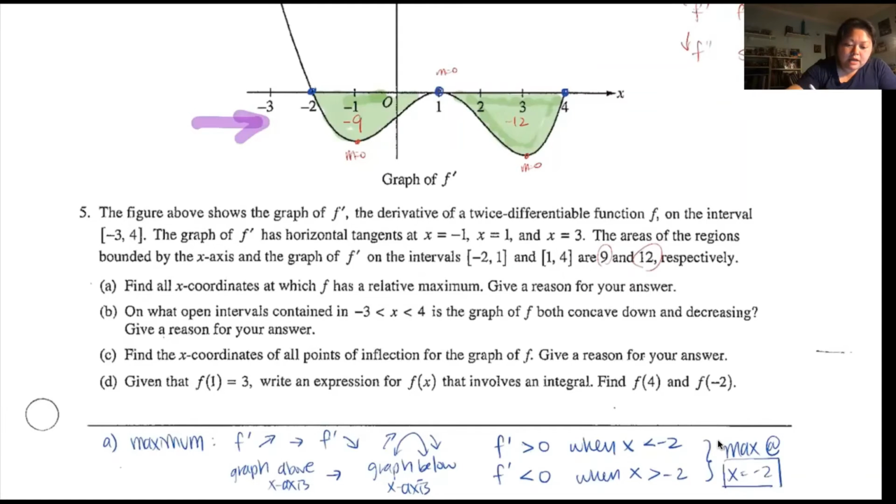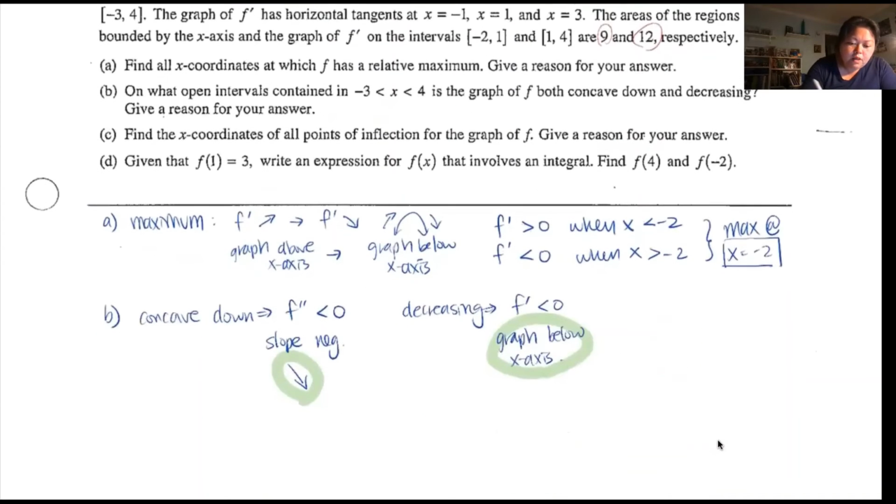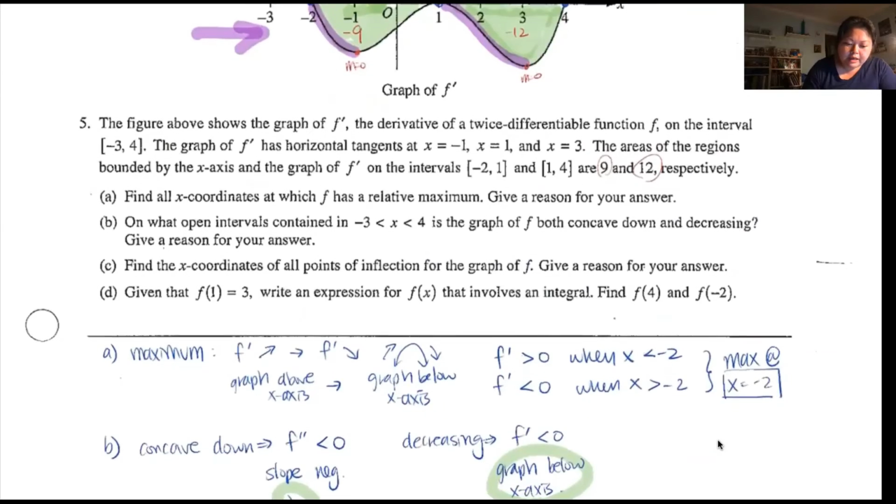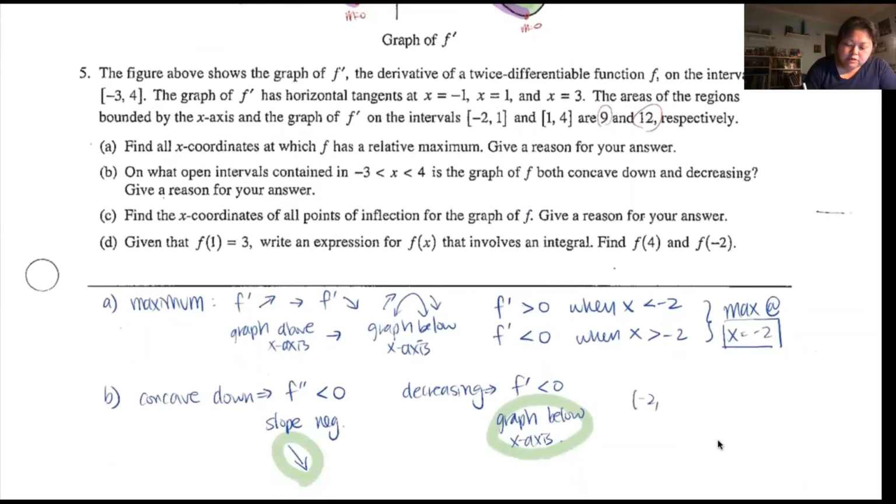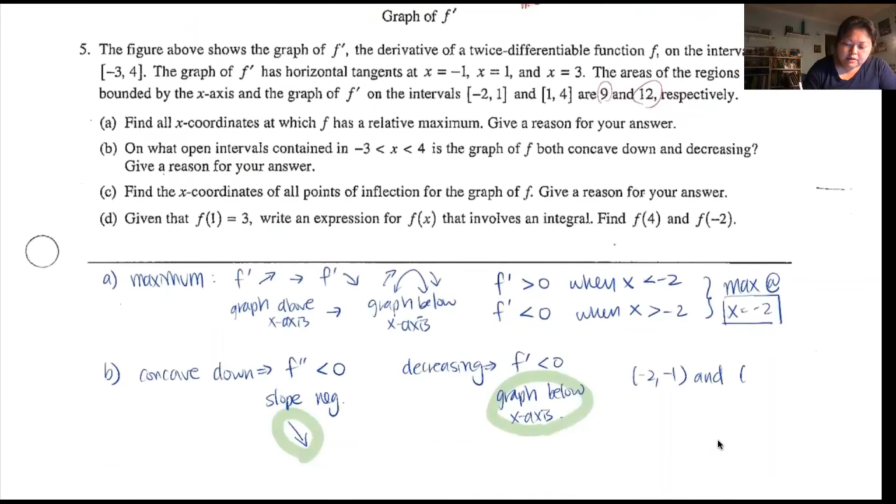So is my slope negative? Well, it's negative here from -2 to -1, and it's negative here from 1 to 3. So those are the only two intervals that are both below the x-axis and the slope is negative. So what open intervals are those? That is from -2 to -1 and from 1 to 3.